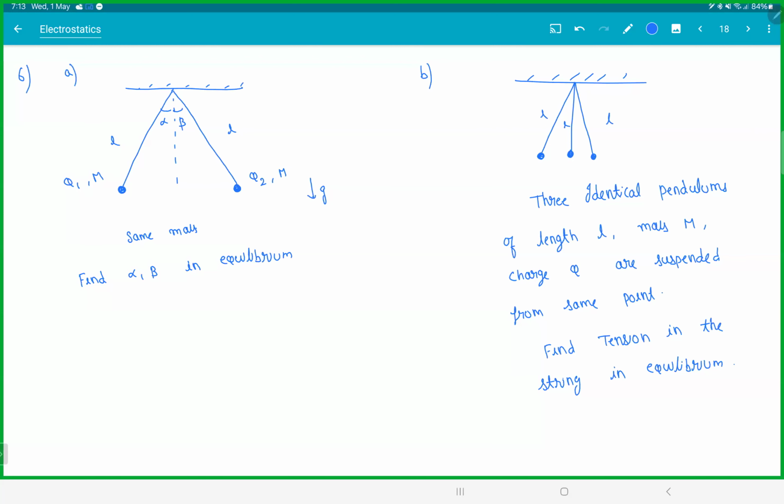If you have 3 pendulums of same mass, same charge, length L, and connected at the same point of suspension, they will repel. And it's in equilibrium. So they will form a 3D shape, okay? They'll not be in the same plane. Find tension in the string in the equilibrium. Think for a minute, then I'll show you how it looks, then I'll give you one more minute.